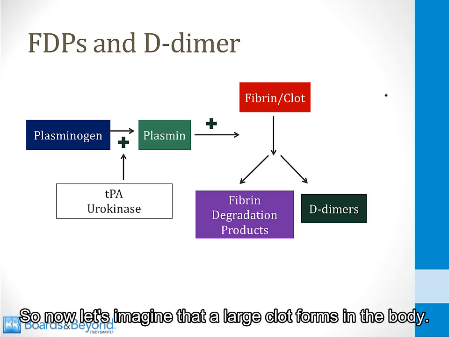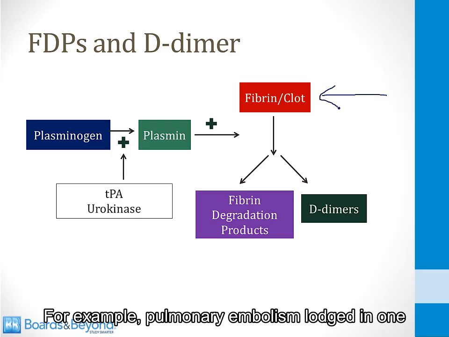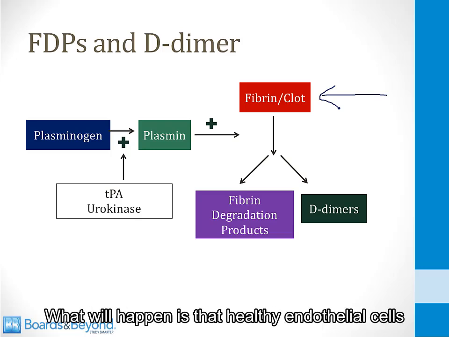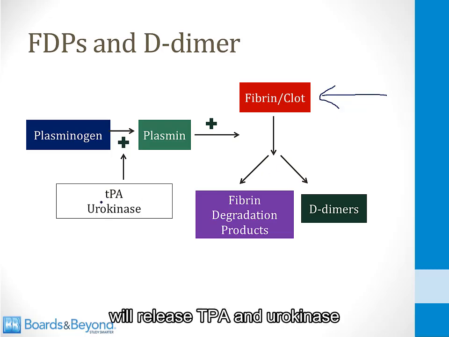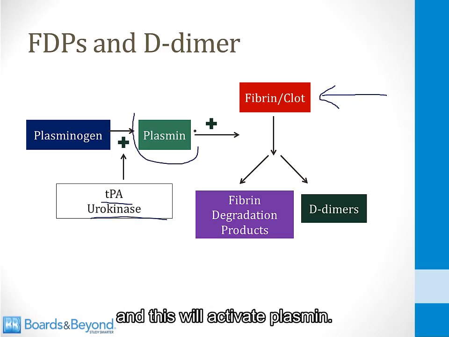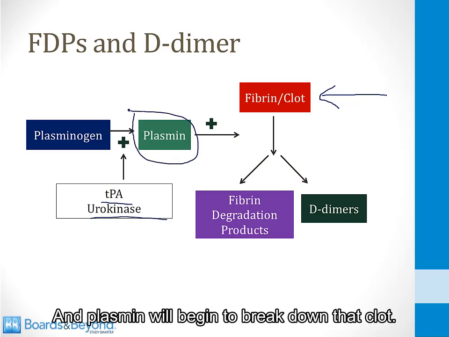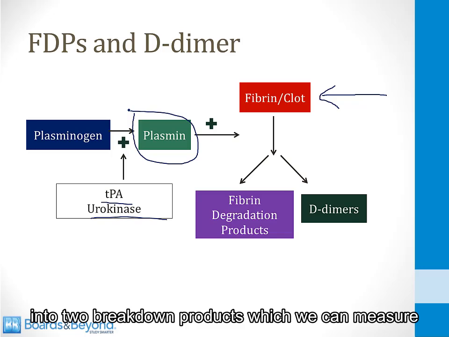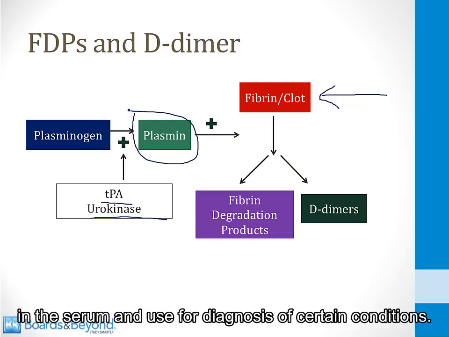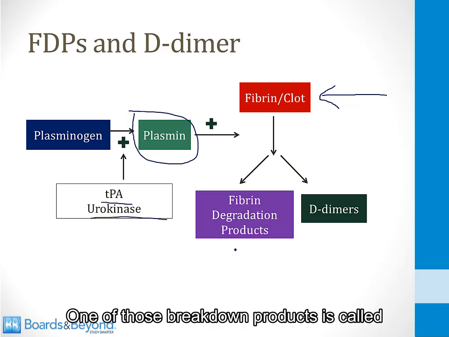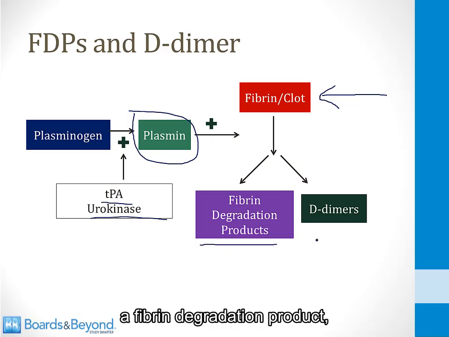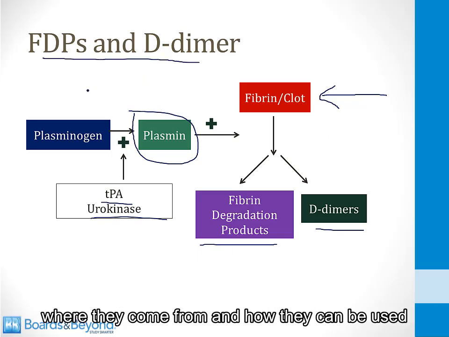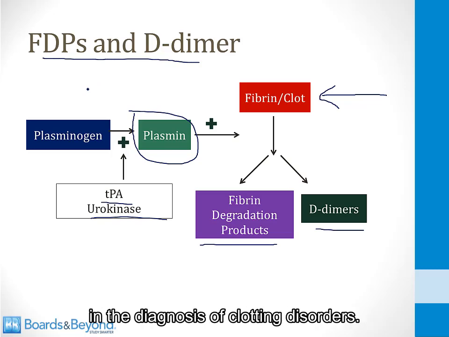So now let's imagine that a large clot forms in the body, for example, a pulmonary embolism lodged in one of the branches of the pulmonary artery. What will happen is that healthy endothelial cells will release TPA and urokinase, and this will activate plasmin, and plasmin will begin to break down that clot. It turns out that the clot is broken down into two breakdown products which we can measure in the serum and use for diagnosis of certain conditions. One of those breakdown products is called a fibrin degradation product. The other is called a D-dimer. So let's now talk about FDPs and D-dimers to understand where they come from and how they can be used in the diagnosis of clotting disorders.